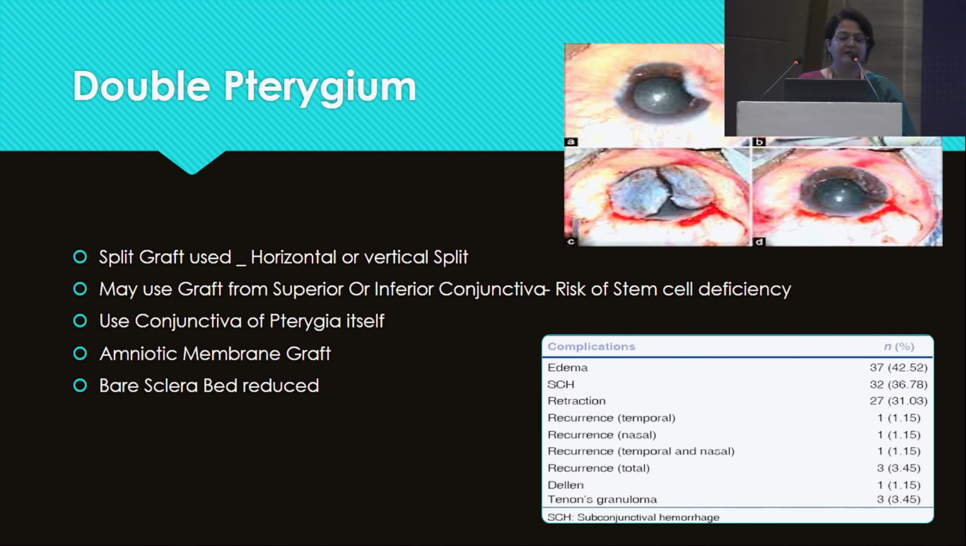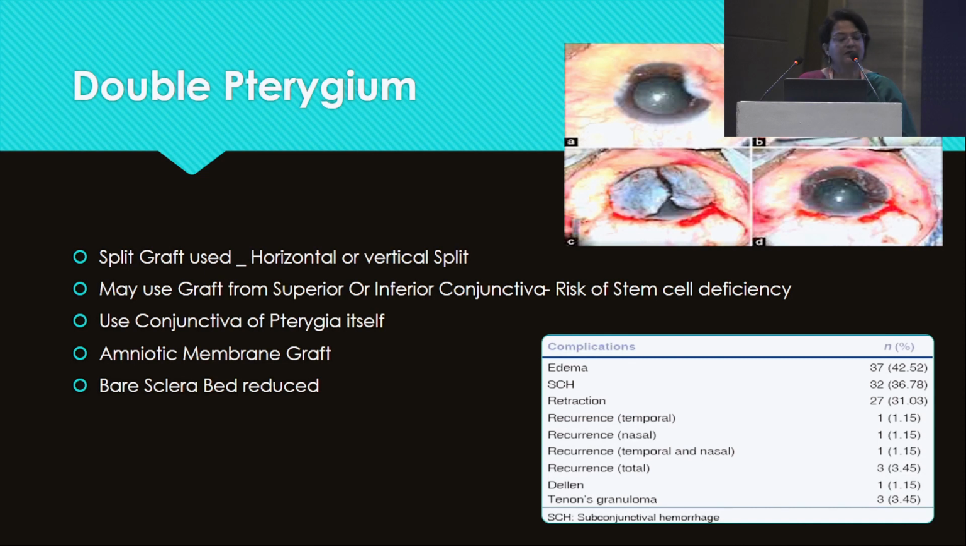Now, the split graft may be taken superiorly only, and then the graft can be split horizontally or vertically. It has been seen that the results in both are the same. So I want to emphasize that if we take a small limbal base and then do a horizontal split, that way we are involving less of the limbus itself. So instead of doing a very large graft and giving it a vertical split, we can do a horizontal split also, and I personally feel that is better.